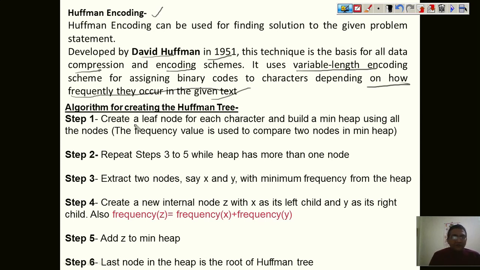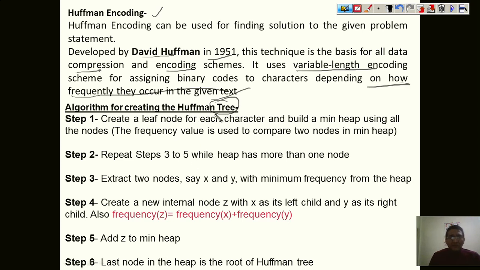We will see step by step what this algorithm says, and then we apply this algorithm to one case in order to understand how the characters are assigned the bits. Step 1: create a leaf node for each character and build a min heap using all the nodes. So for the characters we are going to make one tree, and this is called a Huffman tree. The tree consists of nodes. So here we need to construct a leaf node for every character. For every individual character, we will make one leaf node.